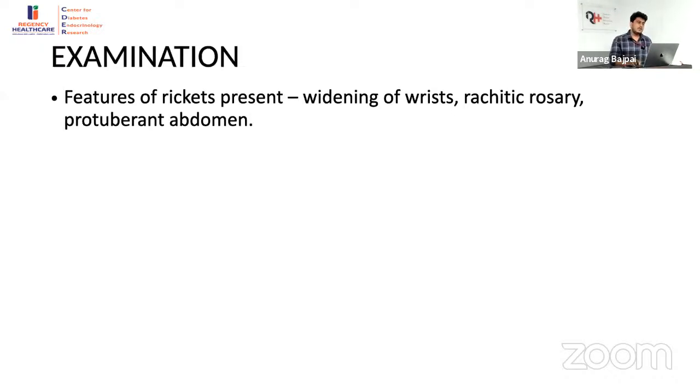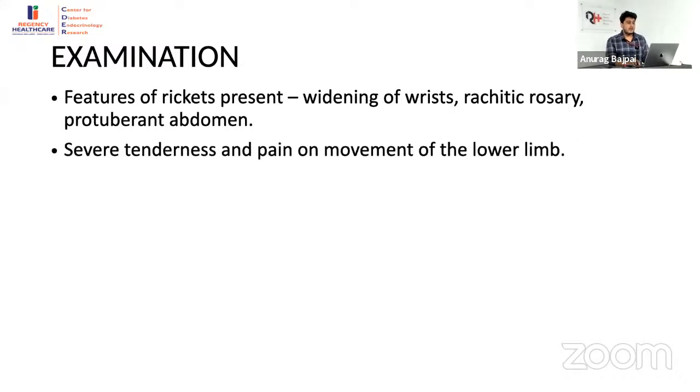Based on the history, we got the examination done, and we found that most of these examination findings were positive and relevant to the history. We had the features of rickets in the form of widening of wrist, rachitic rosary, protuberant abdomen. There was severe tenderness and pain on movement of the lower limb, and there was no alopecia, to rule out vitamin D dependent rickets. No cataract, which rules out a variety of disorders, including galactosemia and Lowe syndrome.